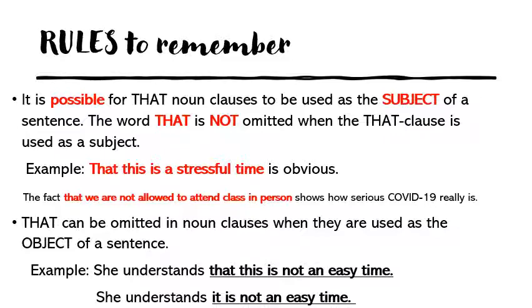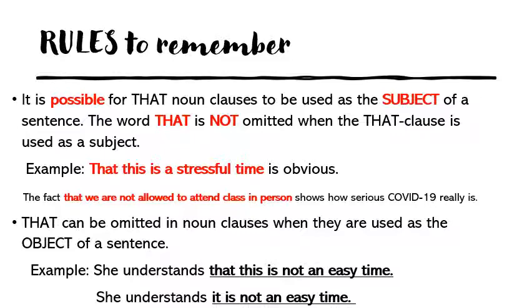Often we use the fact before a noun clause that begins with that as the subject. Look at the example. The fact that we are not allowed to attend class in person shows how serious COVID-19 really is. On the other hand, that can be omitted in noun clauses when they are used as the object of a sentence.